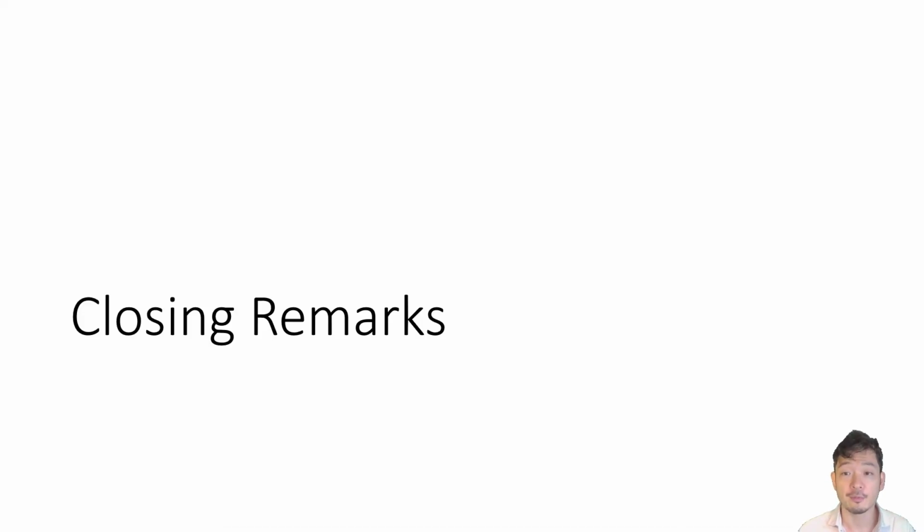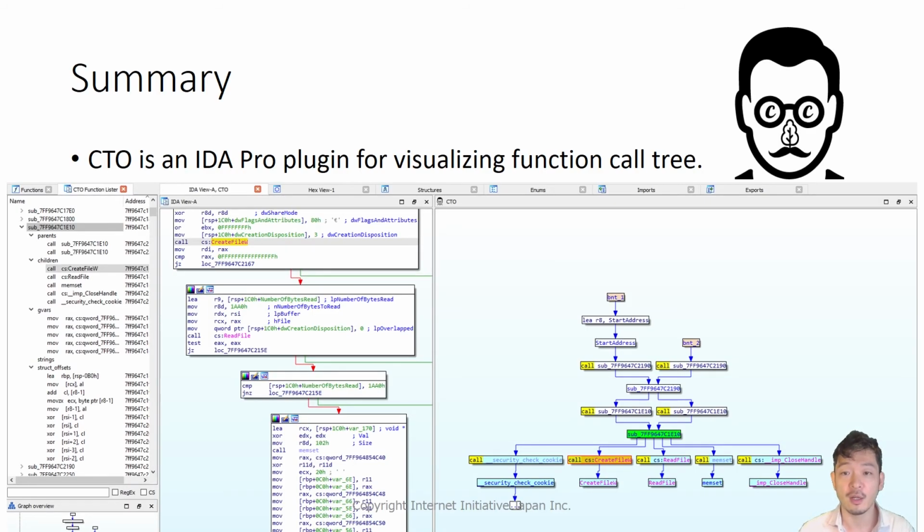Yeah, I briefly explained inside CTO. Now let me summarize this presentation. CTO is an IDA Pro plugin for visualizing function call tree. You can grasp function relationships. You can check important information such as child and parent functions, strings, global or static variables, structure offsets, comments, and so on. You can also find path to or path from a function, and so on.